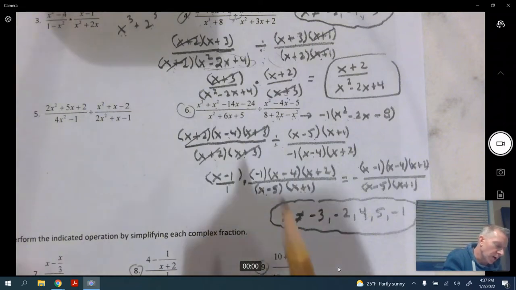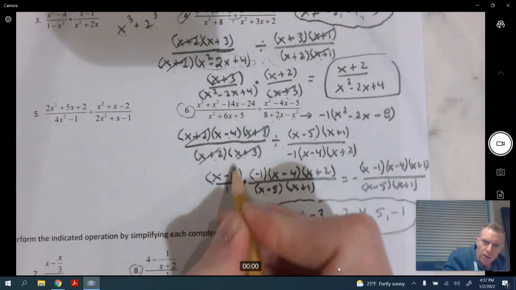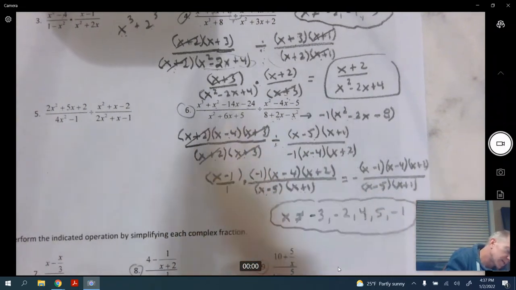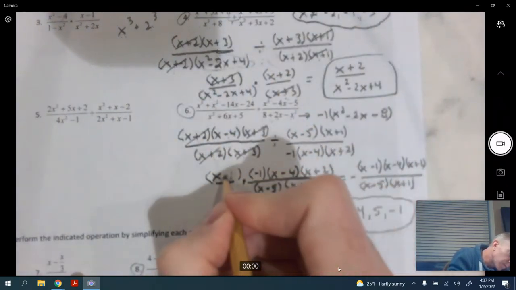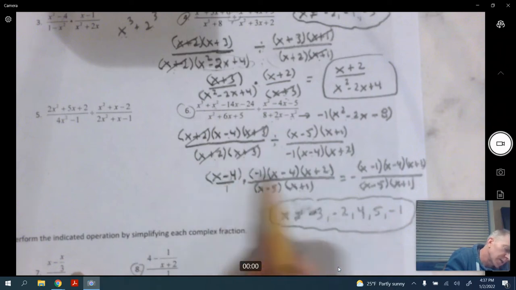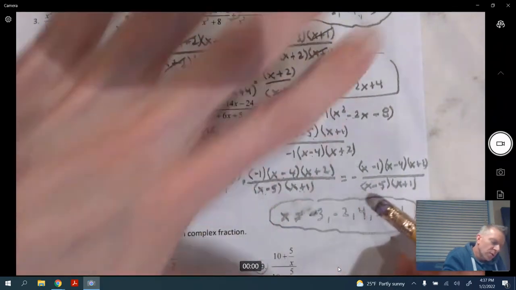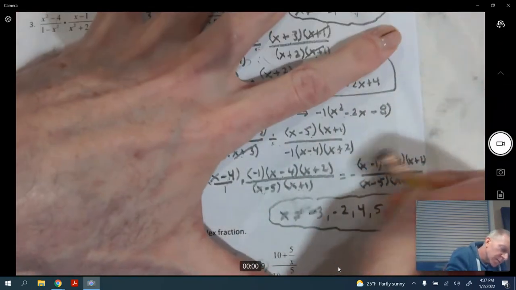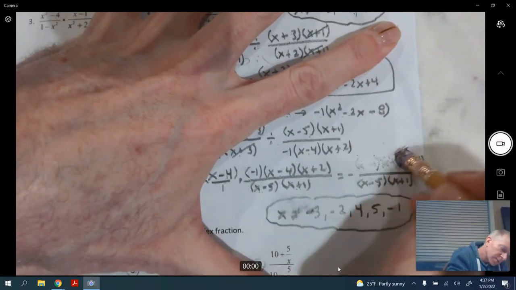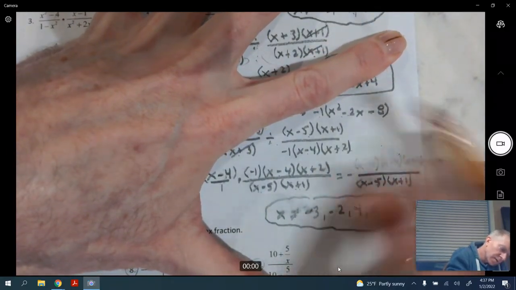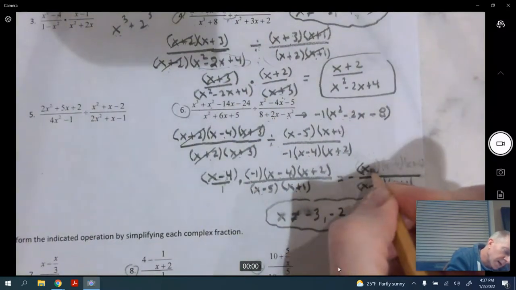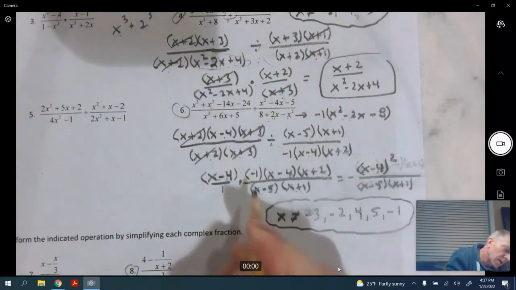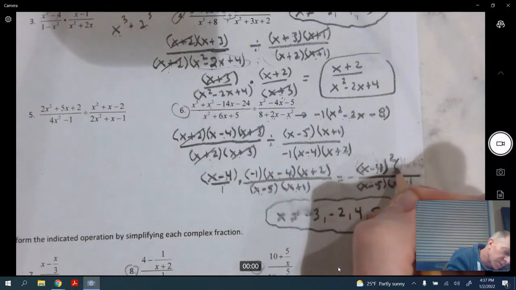Oh, here's the problem. This is an x minus 4. I just rewrote that wrong. That should say x minus 4, and x minus 4 times x minus 4. So we don't have an x minus 1 and an x minus 4. What we have is x minus 4 squared. Okay, so x minus 4 times x minus 4 on the top. We've got an x minus 4 squared, and then we've got an x plus 2.